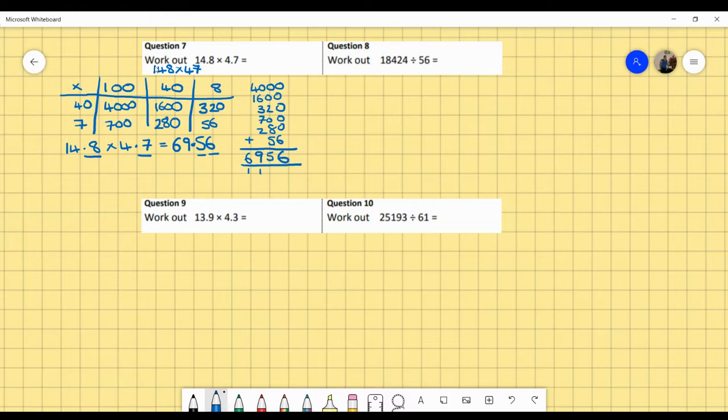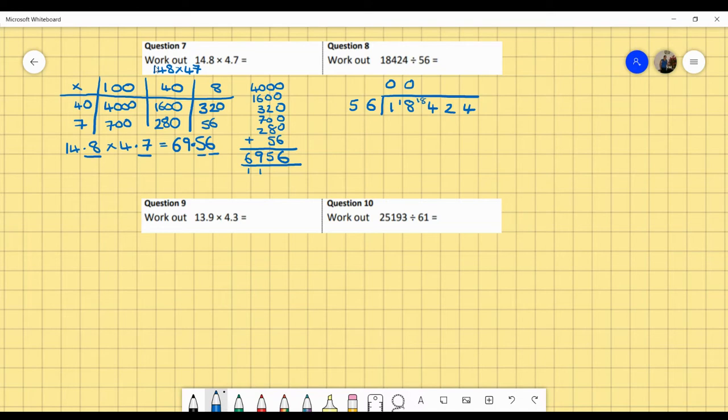If we have a look at question 8, we've got a division question here. The easiest method is to use your bus shelter. So we want to know how many 56s will go into 18,424. 56 will not go into 1, so we're going to carry that 1. 56 will not go into 18, so we're going to have to carry the 18. Now we've got 184 to look at.